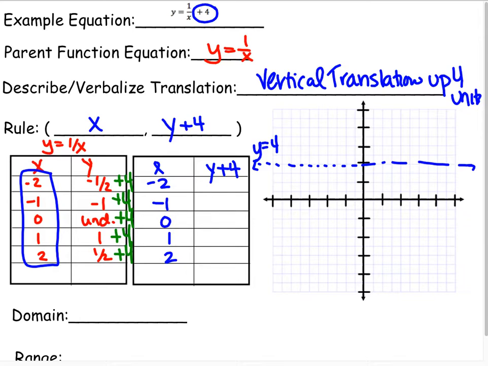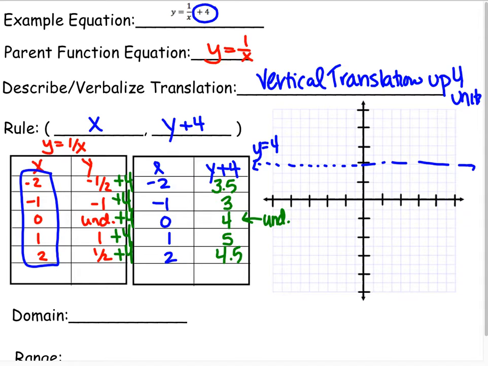All right, so negative 1 half plus 4 is 3.5. Negative 1 plus 4 is 3. Undefined plus 4, this is where it's going to be undefined. And then 1 plus 4 is 5, and then 4 plus 1 half is 4.5. All right, let's go ahead and graph those ordered pairs.